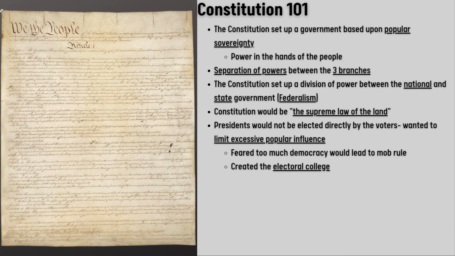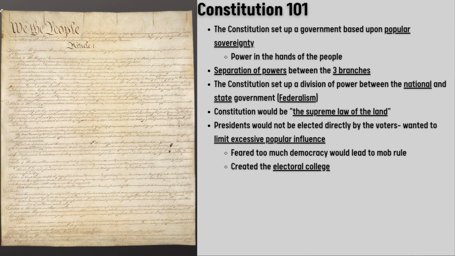As we move forward, it's important to understand the foundation of our government and the key principles enshrined in the Constitution. First, the Constitution established popular sovereignty, the idea that power ultimately rests with the people. This was revolutionary at that time, emphasizing that authority arises from the consent of the governed.